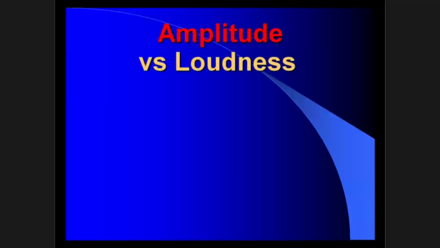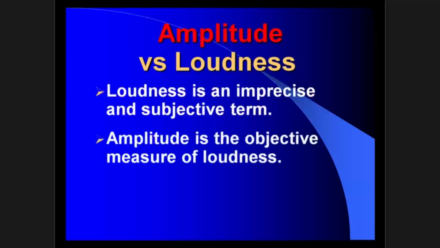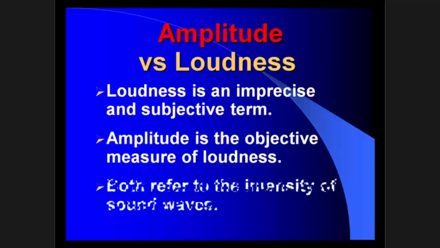Let's consider this first one, amplitude. We saw in the last module that amplitude can be compared to loudness, but that loudness is the imprecise and subjective term. Remember? Your grandmother says it's too loud, you say it's not. Amplitude is the objective measure of loudness. Remember when we created the decibel scale in the last section. However, both do refer to the intensity of the sound wave.